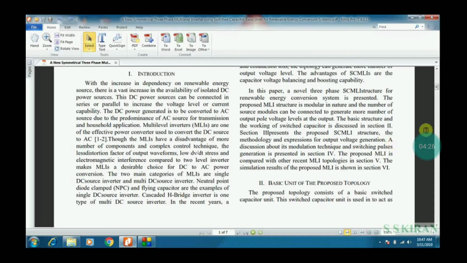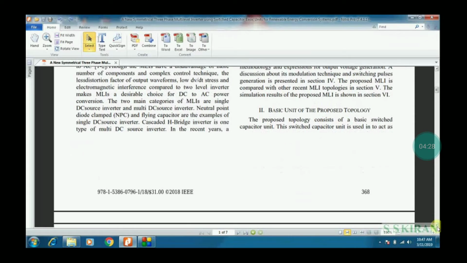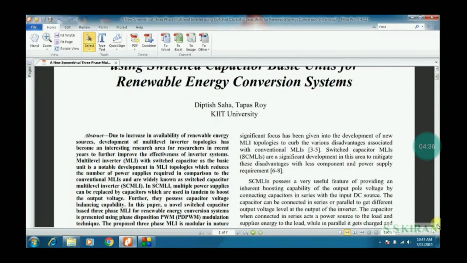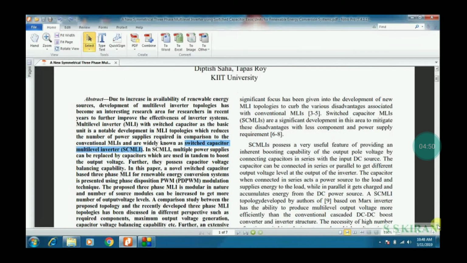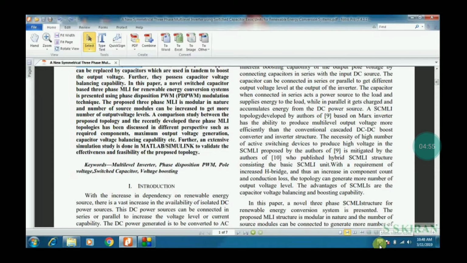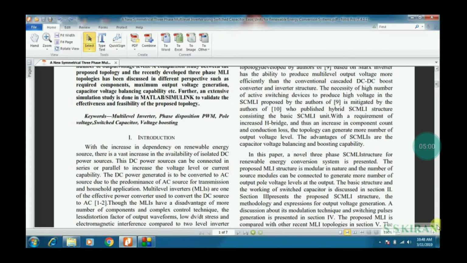Now just come back to the original title. In this switched capacitor, we can call it an SCMLI. SCMLI stands for switched capacitor multi-level inverter. This also has to be designed. Let me check whether recording is going on. Test recording is going on.